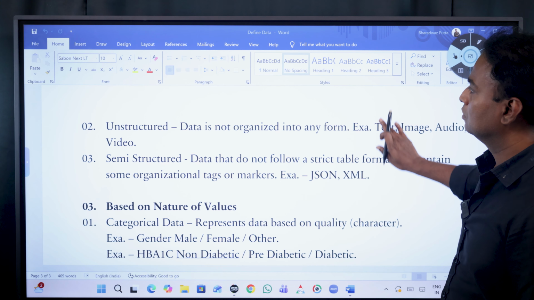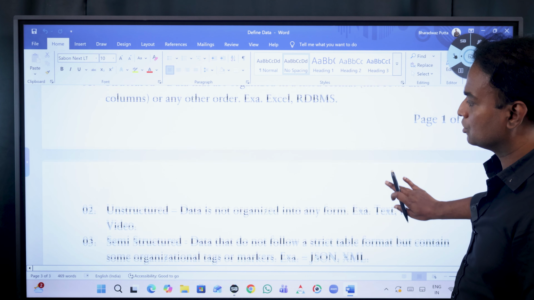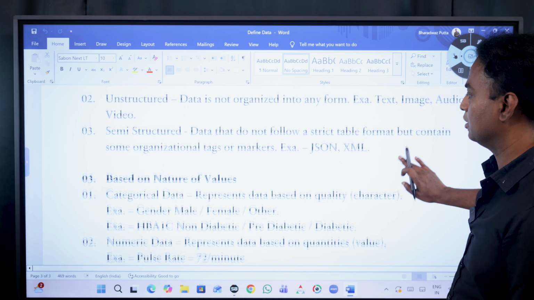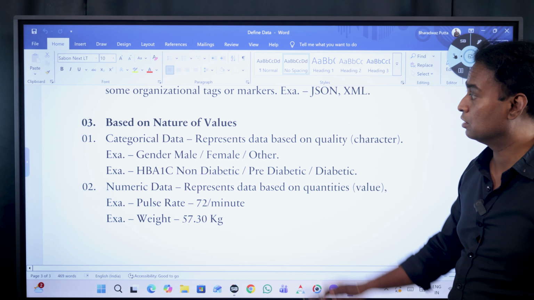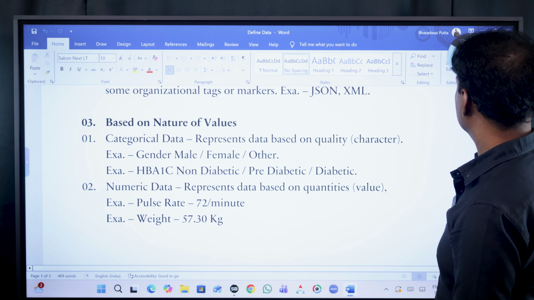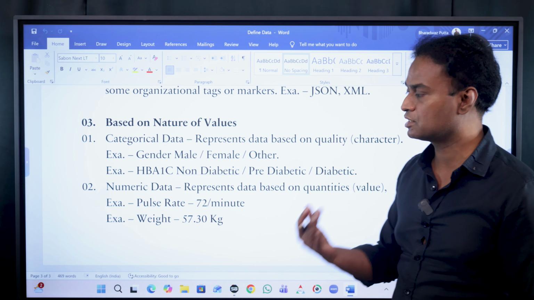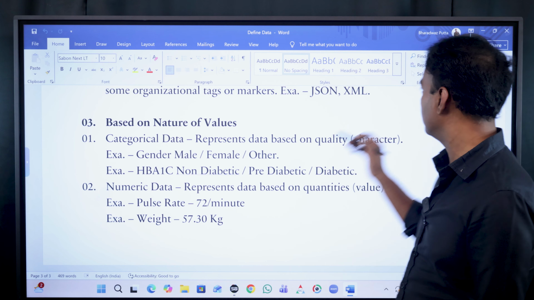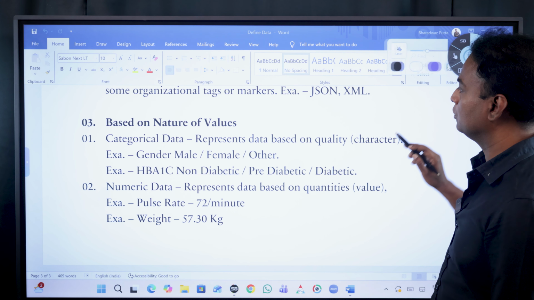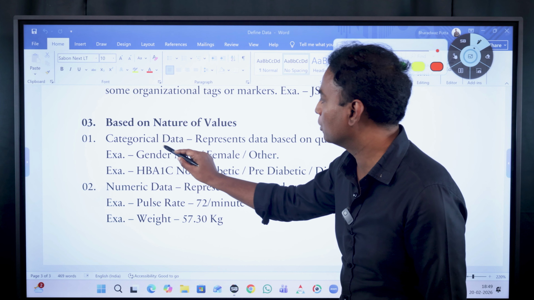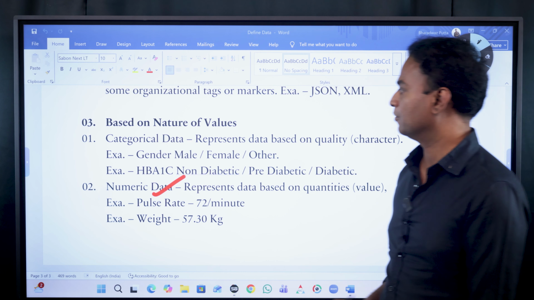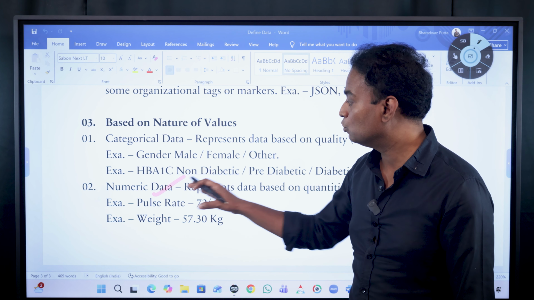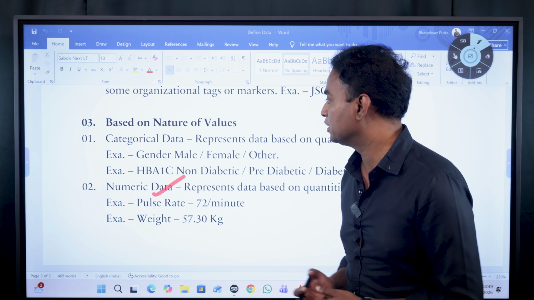This is very important. Based on the structure of the data, it is classified into structured, unstructured or semi-structured data. The most important classification for further study is the classification based on the nature of the values. Based on the nature of the values, data can be classified in two ways: categorical data and numerical data. Categorical data is also known as qualitative data, and numerical data is also known as quantitative data.